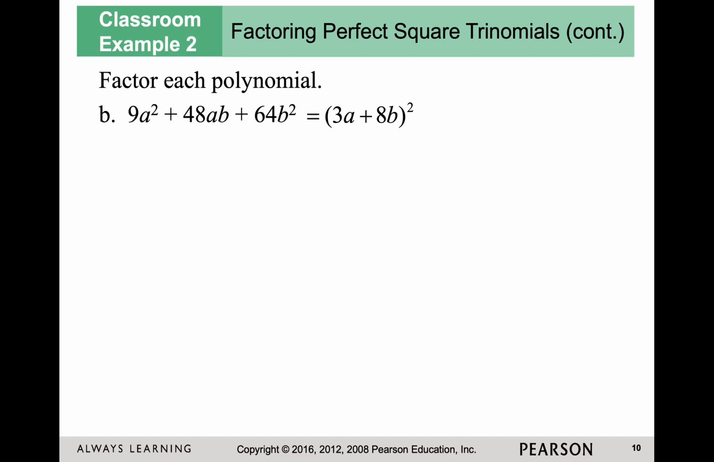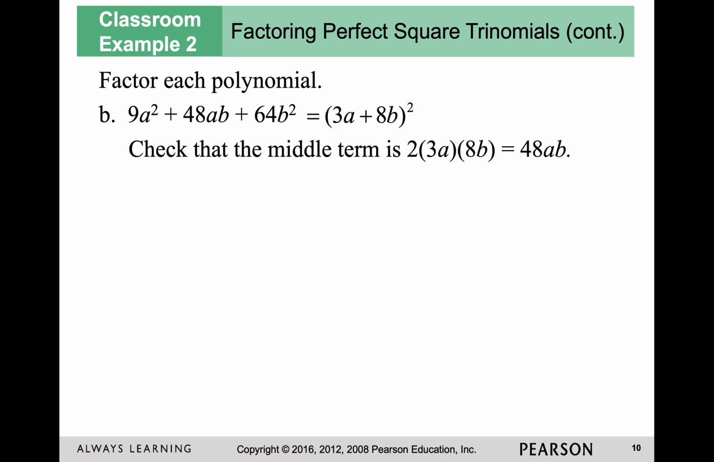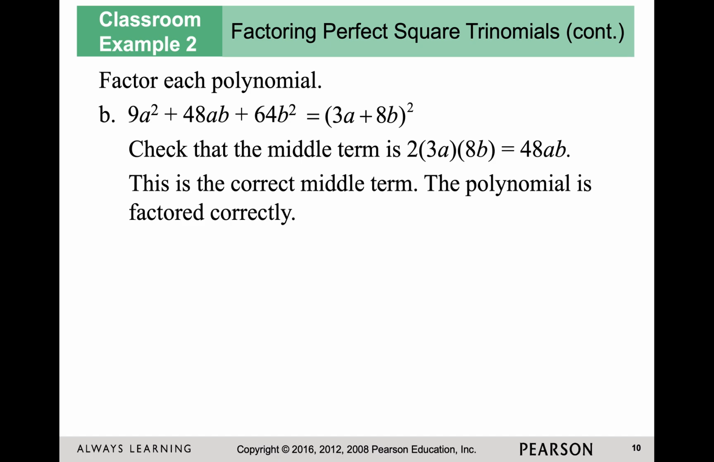I can see that 9a squared is a perfect square. 64b squared is a perfect square. 2 times 3 times 8 gives me 48. And so I can utilize the formula. I can then look at this next example.